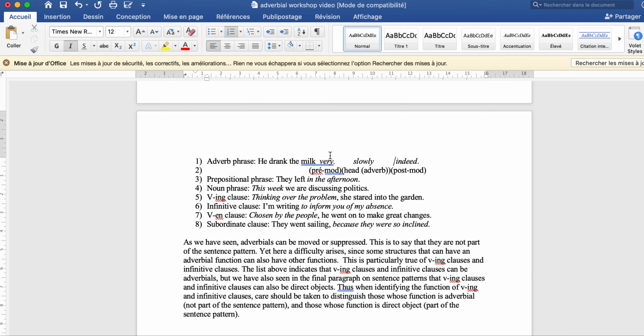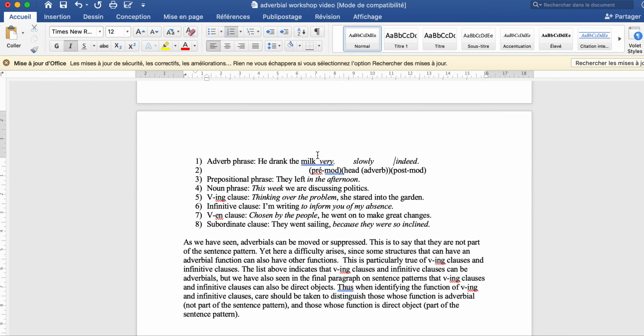Just to make you more familiar with these things, very often when we have a pre-modifier in an adverb phrase, it's going to be another adverb. By the way, you've probably heard the question, what do adverbs modify? Adverbs modify verbs, just like slowly. The whole adverb phrase very slowly indeed modifies drank. They can modify adjectives. I could say he's very nice, right? Nice is an adjective, or other adverbs, very slowly, right?